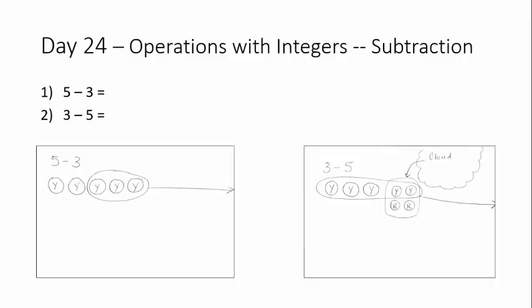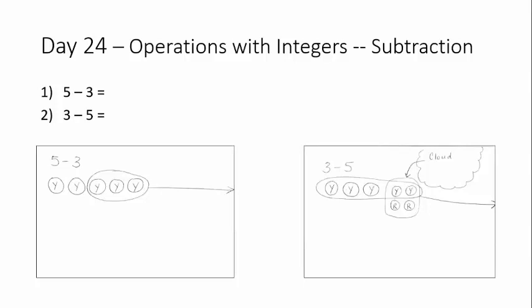We want to demonstrate now how this would look diagrammed on paper. Let's take these subtraction problems one at a time. 5 minus 3. Remember, you represent only the minuend. So I represent 5 counters here. This is a +5, so I have 5 yellow counters.